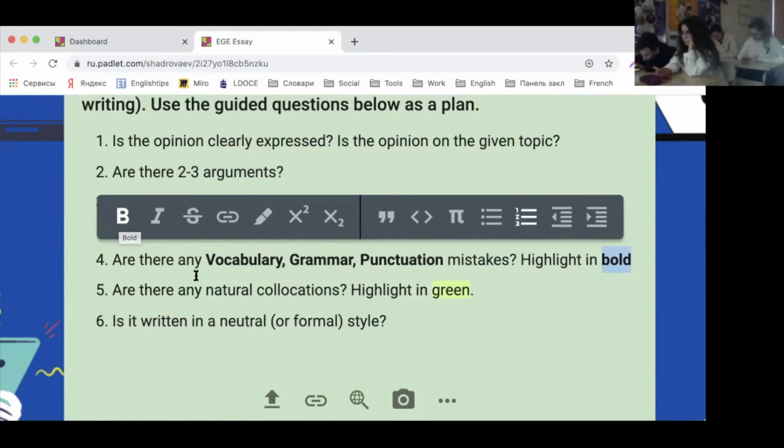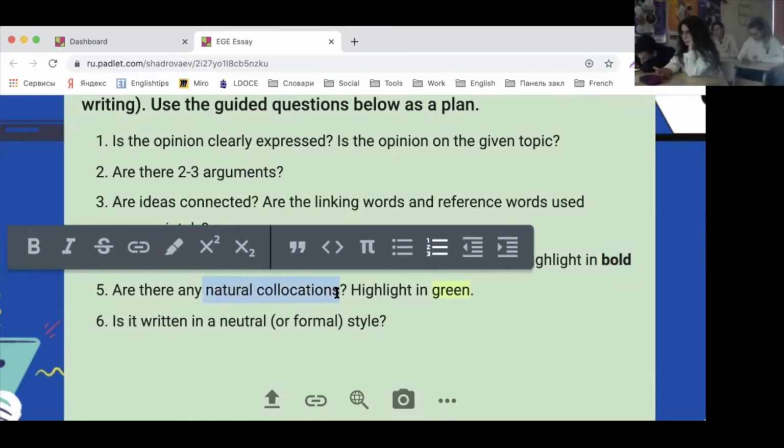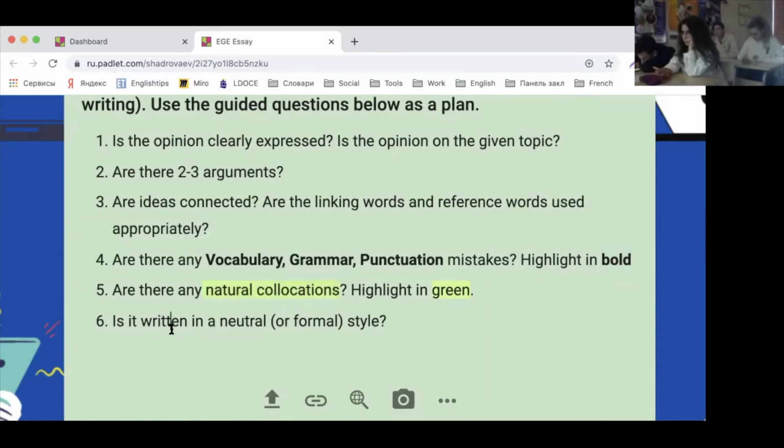Are there any natural collocations? For example, you read something and you really like it. Again, highlight and click highlight. It will be green, kind of yellow-green color here. And also think about if it's neutral or formal. Maybe if your partner avoided any, you know, wanna, gonna, guys, kids expressions, okay? Or shortened contracted forms like isn't or can't or don't.